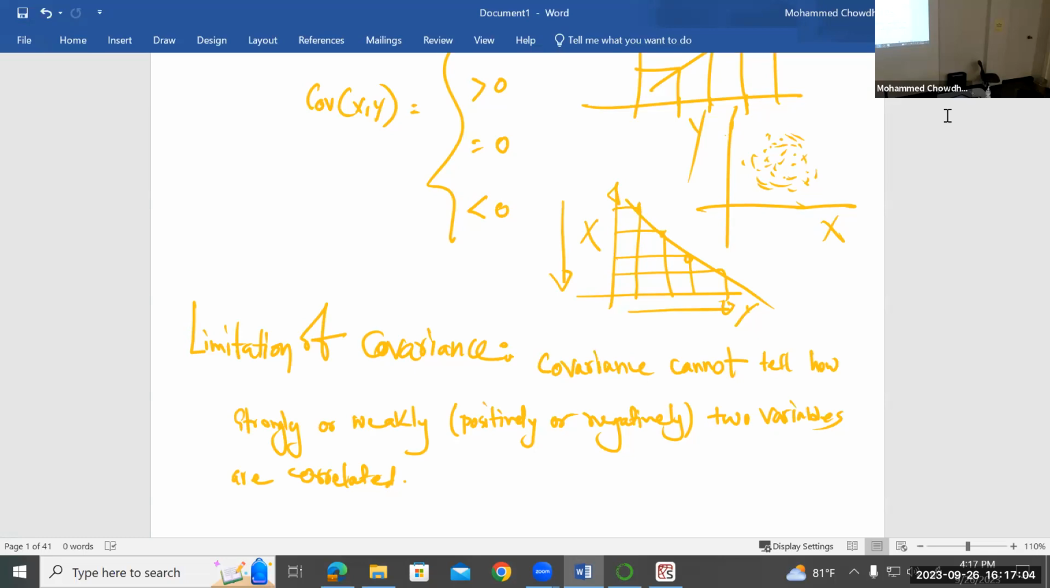From the covariance we can simply say two variables are positively correlated, or two variables are not correlated if the covariance value is 0, or two variables are negatively correlated. But I cannot say they are strongly positively correlated. We cannot say that. They are strongly negatively correlated. We cannot say that. Understand, right? Okay.